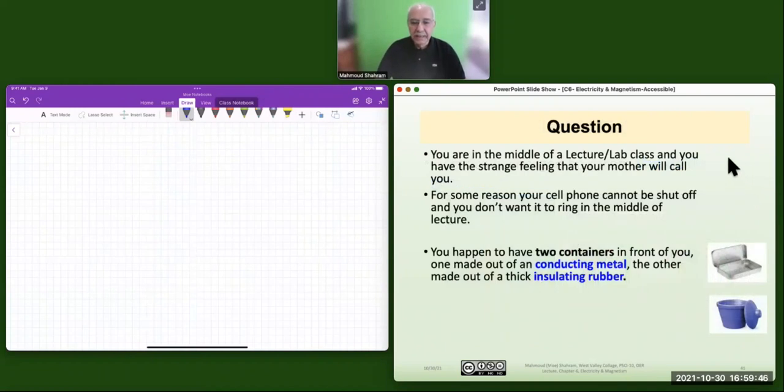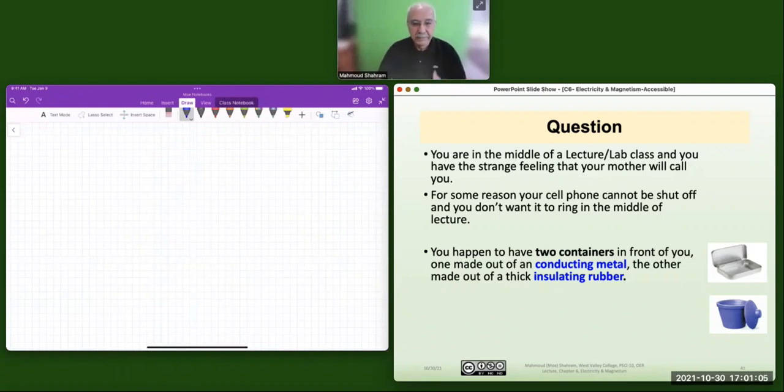Now let's ask you a question here. Suppose you're in a class and your phone may ring and you want to avoid that. So where would you hide your cell phone? Would you hide it in a metal container, or in a thick plastic container, so that you don't hear the ring? In fact, we can demonstrate this in the lab. Here, you can try this at home.